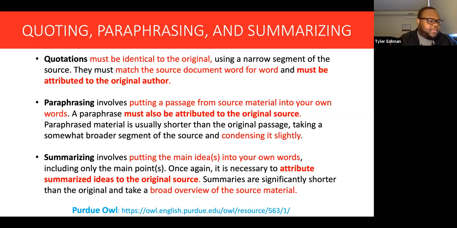Now, paraphrasing involves putting passages from source materials into your own words. You must have the original source available to cite with this as well. And then next is summarizing, putting the main ideas into your own words. This is usually the best thing to do, reading something and putting it into your own words so you prevent anything from happening with plagiarism. And then Purdue OWL is a great resource you can look at for quoting, paraphrasing, and summarizing if you need more examples.